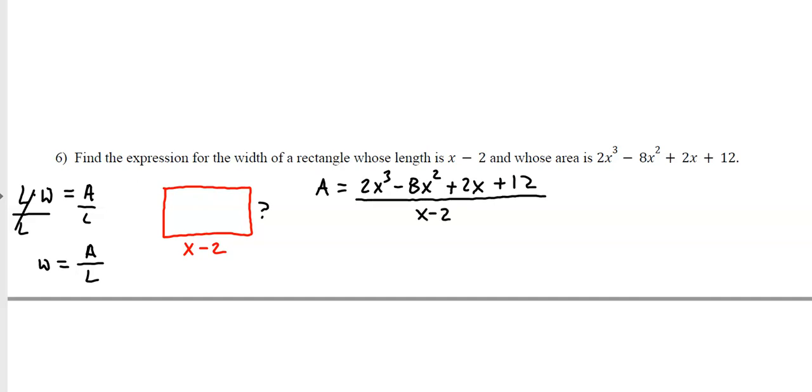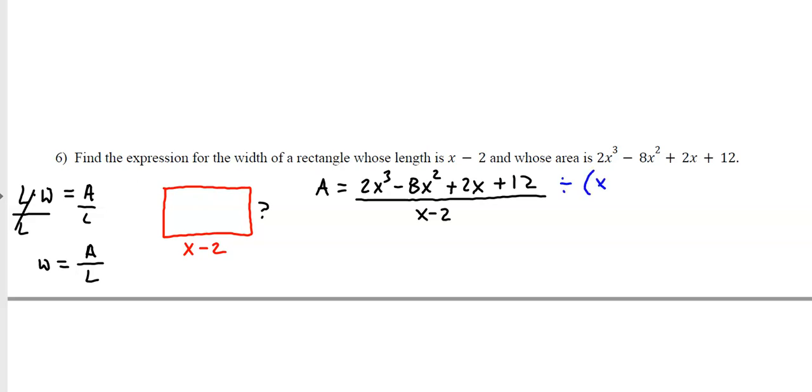Here I wrote it fraction-like. I could have put the little divided by symbol and done that. It's the same thing, but I just thought it was faster to do the other one. So let's divide it out and see what we get, see what we had to multiply by. I'm going to use synthetic division, and I'm going to go pretty quick.